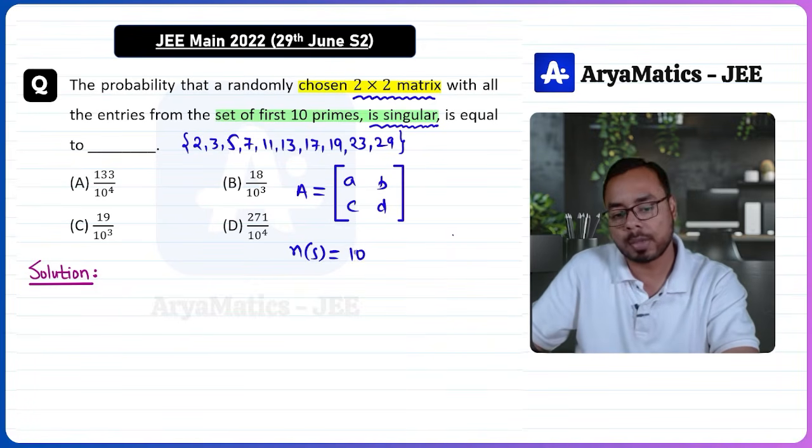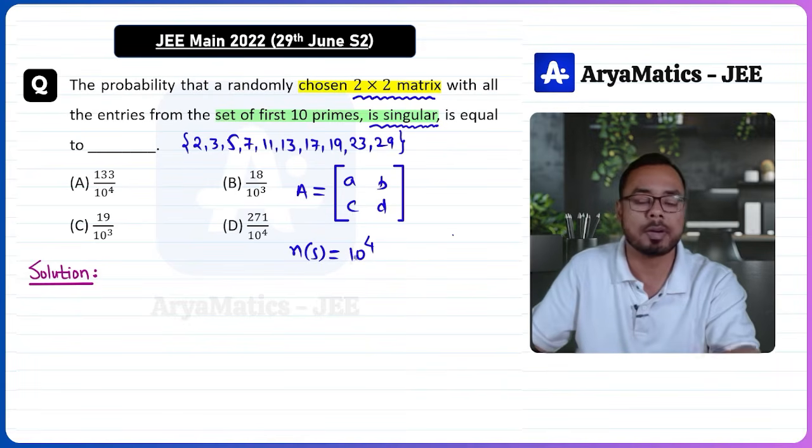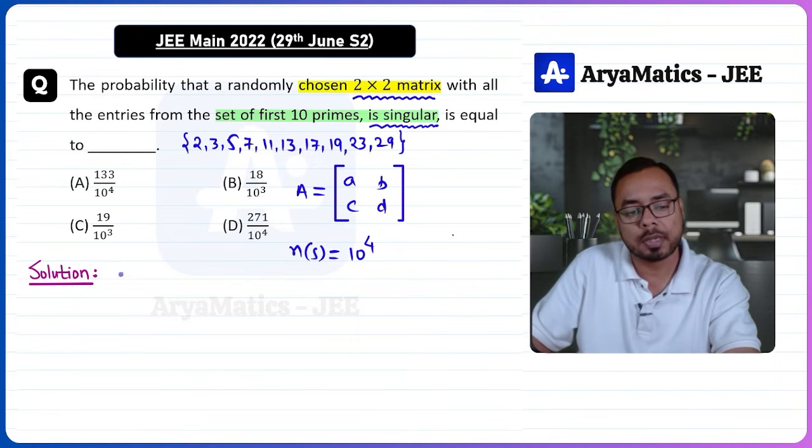So total number of matrices that you can create, this will be 10 raised to 4, right? For A, 10 options, for B, another 10 options and so on. So these are the total number of matrices, or the number of elements in sample space. Now let us count the favorable cases.